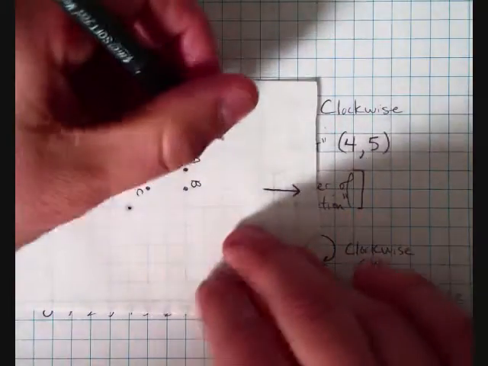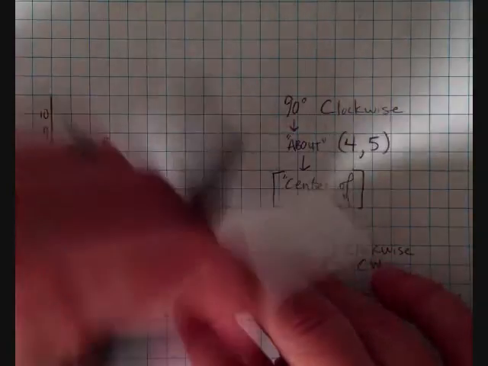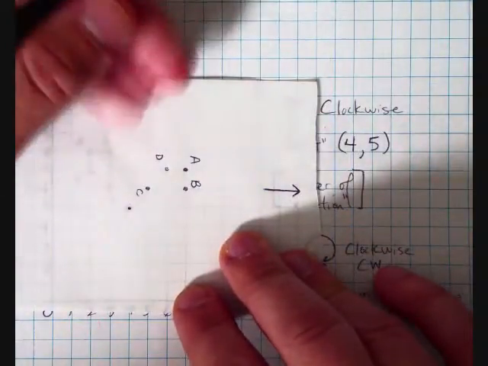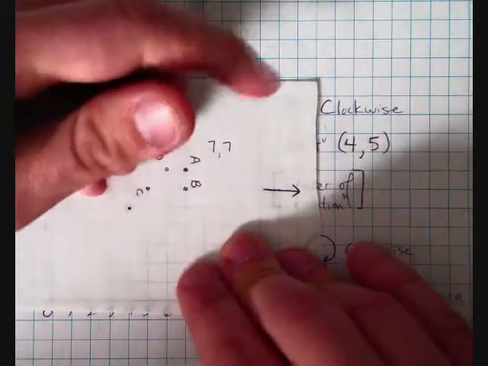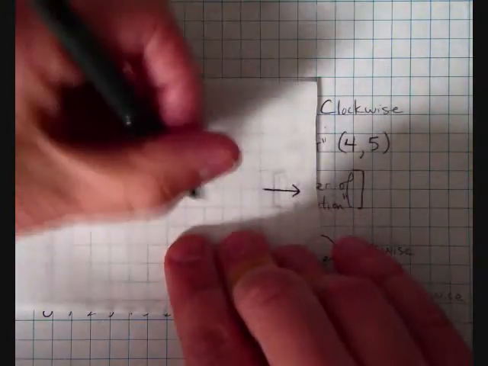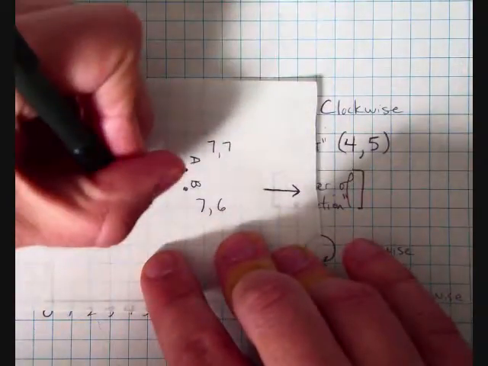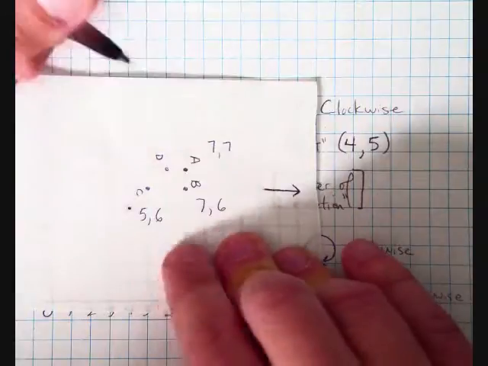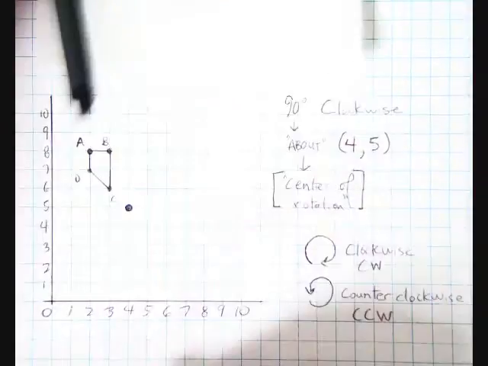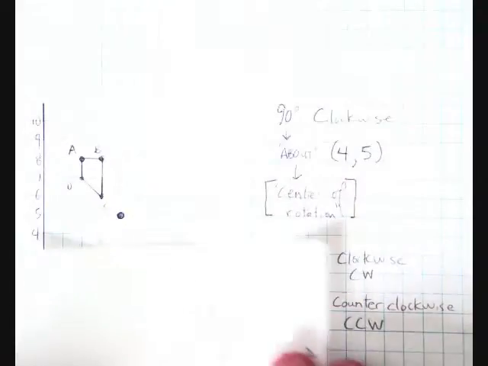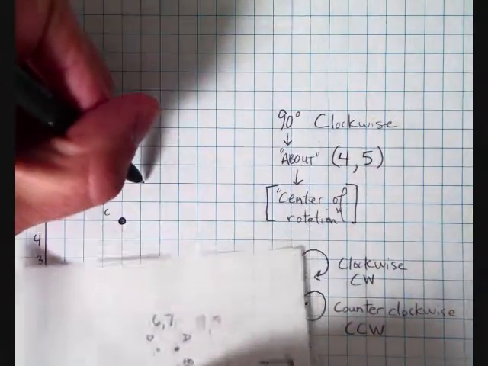For A, or A prime, I'm going to copy down its coordinates on this sheet, because it's really difficult to lift your paper and put down the points. I prefer to write the coordinates onto my sheet. So A is now at 7, 7. B is at 7, 6. C is at 5, 6. And D is at 6, 7. And then all you have to do is take these coordinates and essentially just pop them onto your grid.